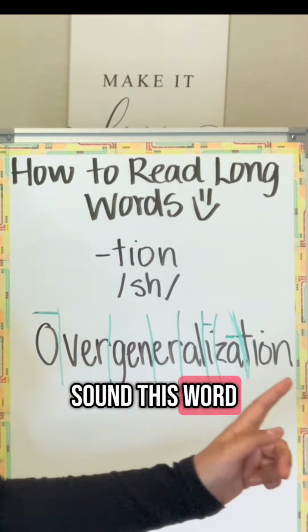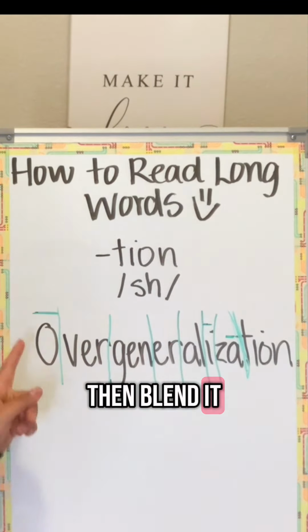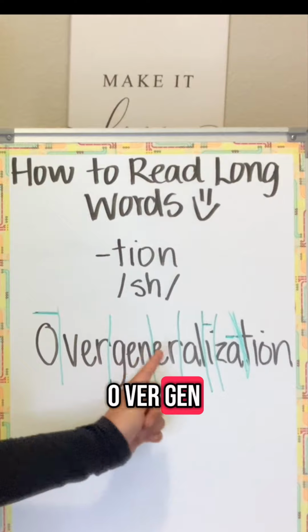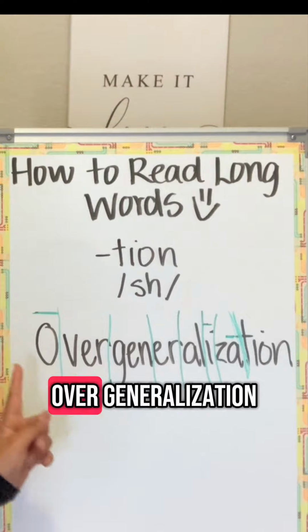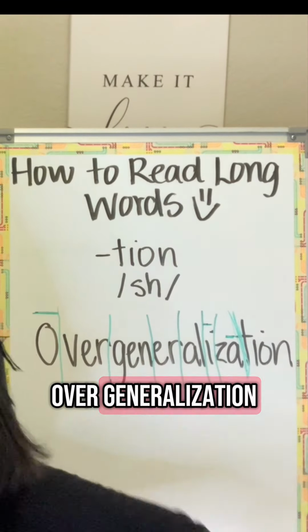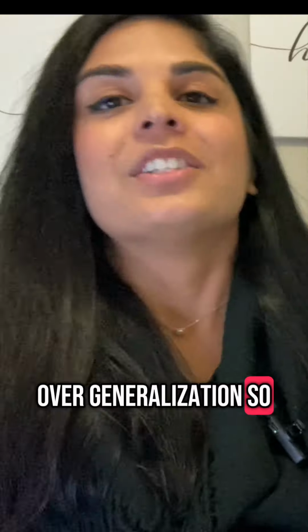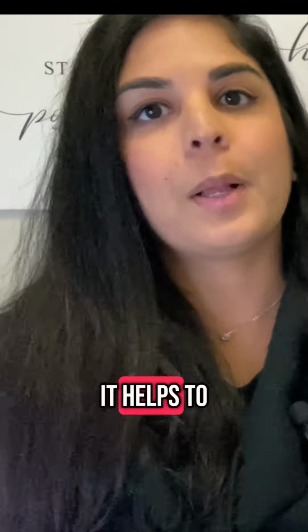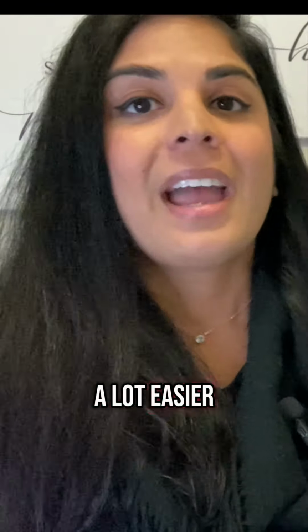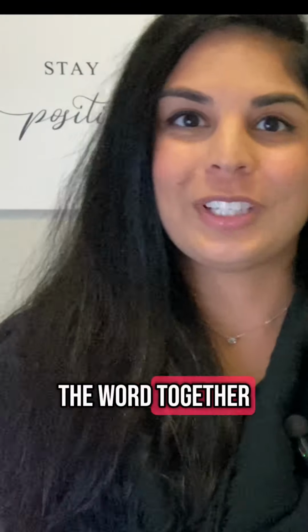So we're going to sound this word out together and then blend it. Over... generalization. Overgeneralization. So once you know that the shun at the end is a word part, it helps to make the rest of the word a lot easier. And if you can recognize that this word has the base word of general, then that can help you put the word together as well.